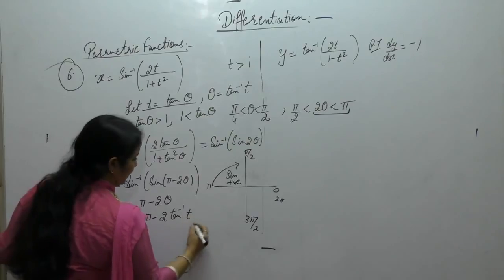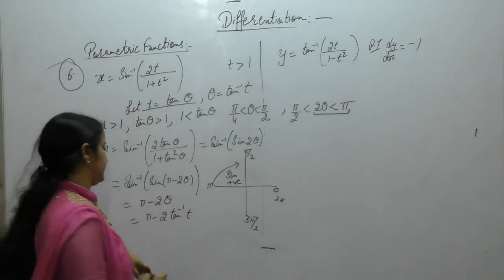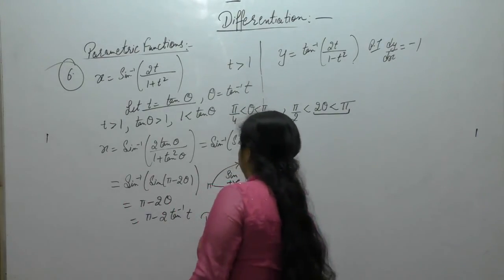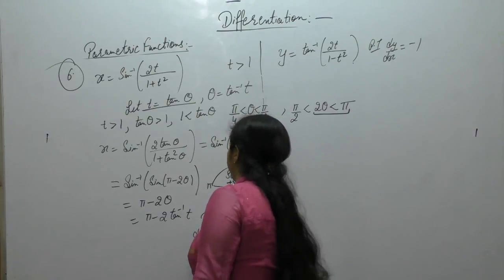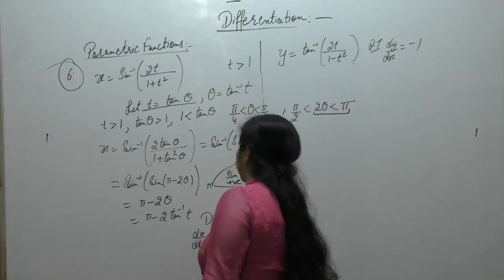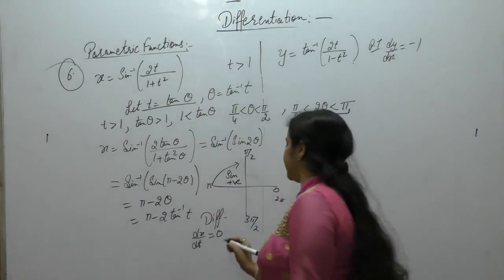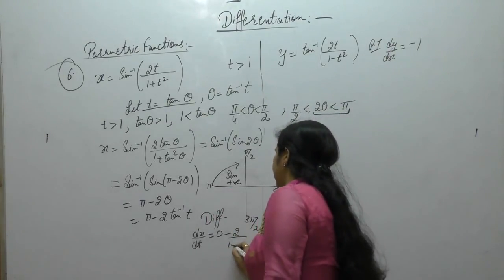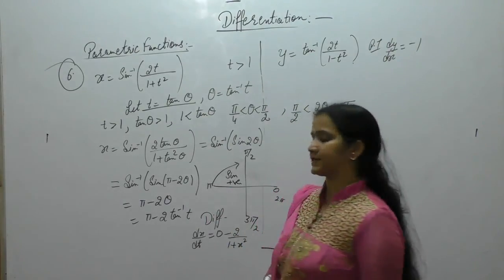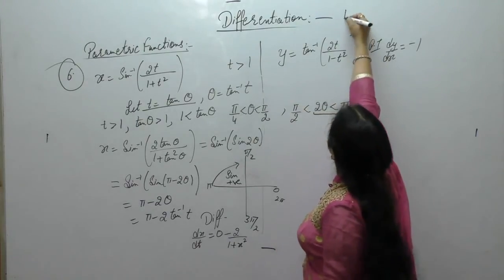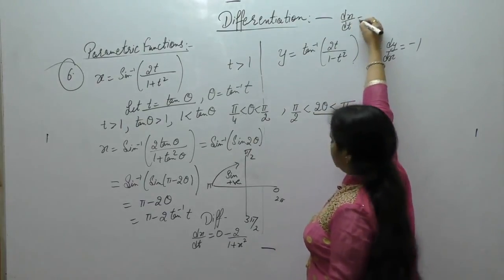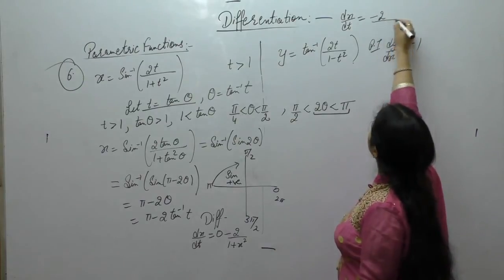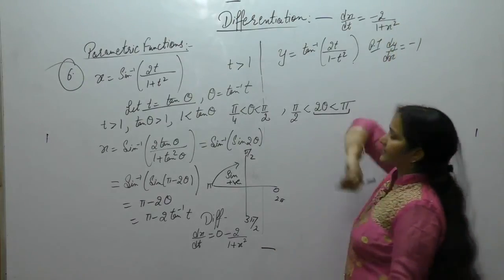Now differentiate with respect to t. dx upon dt: derivative of pi is 0. The derivative of tan inverse t is 1 upon 1 plus t square. So we get dx by dt as minus 2 upon 1 plus t square.